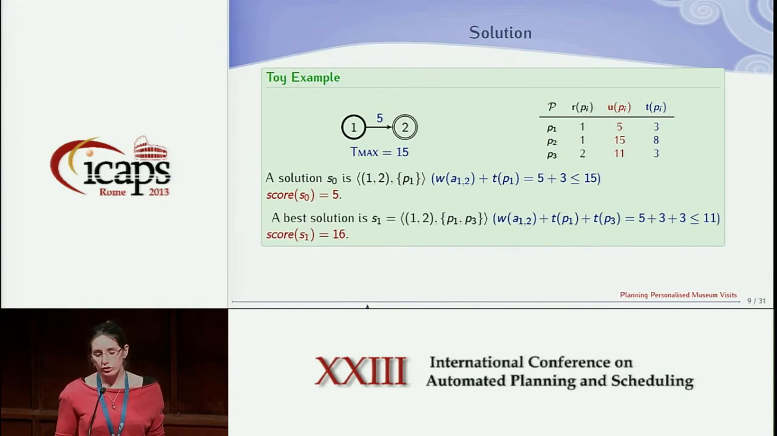A second solution will be the following one, S1. This time the path is the same: enter in room 1 and exit in room 2. This time the selected artworks are P1 and P3. You can still check that the time constraint is satisfied. This time the score is greater, it's 16. I'll let you check that this is the best solution that we can get for this example.